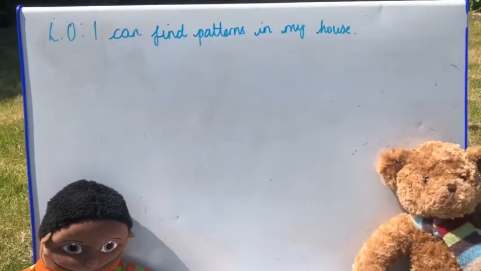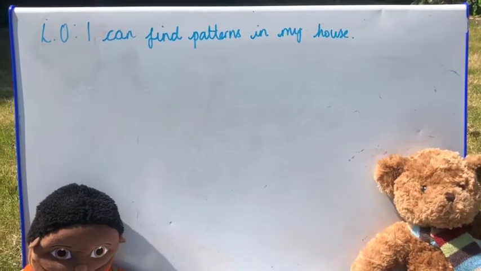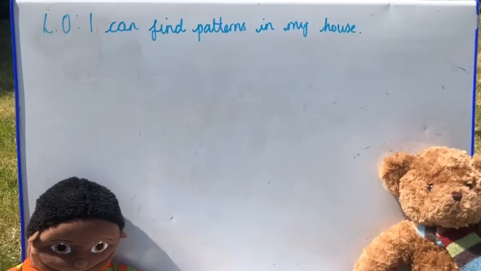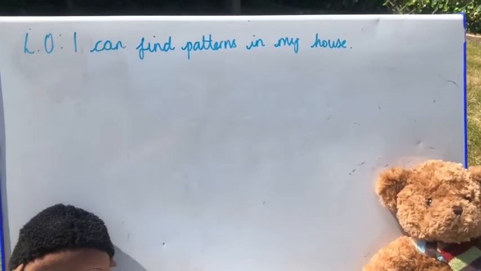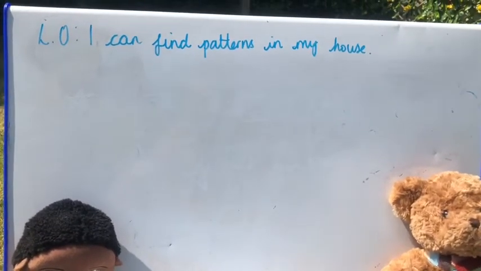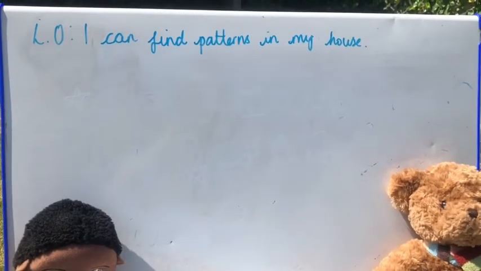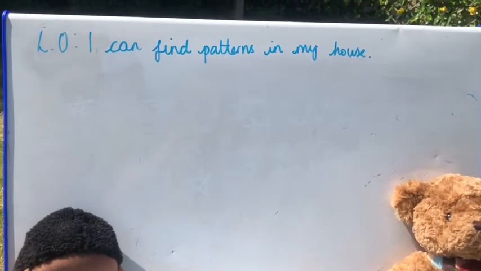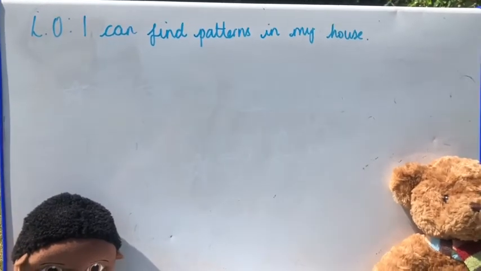Okay guys, we are going to be doing something really, really exciting today, and we are going to be finding patterns where we live. We've done a lot of learning so far on patterns, but now what we're going to look at is to see where are the patterns all around us that we're just not taking notice of. It might be in our clothes, it might be on food packaging, it might be on wallpaper, in the decoration, on pillows, cushions, wherever we live, okay?